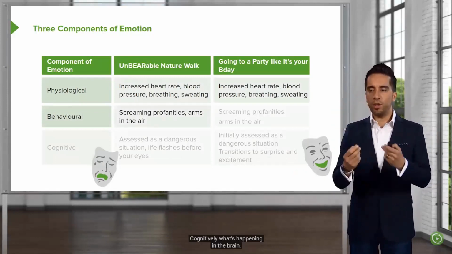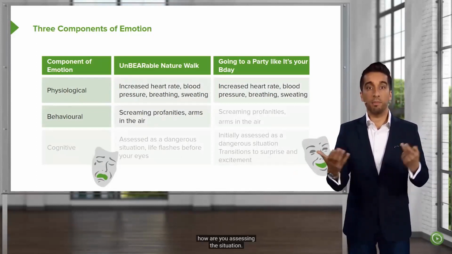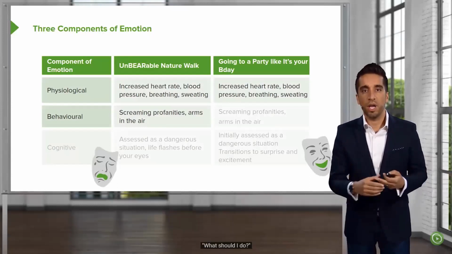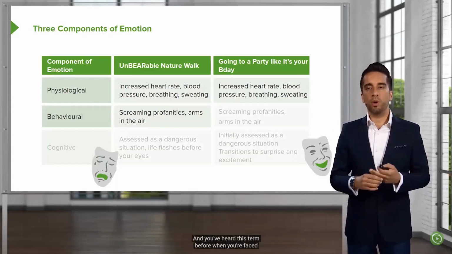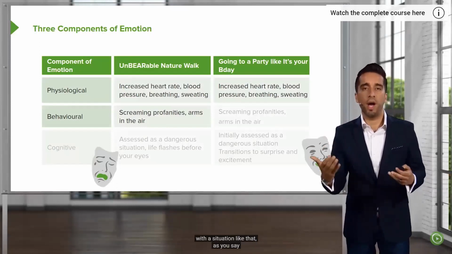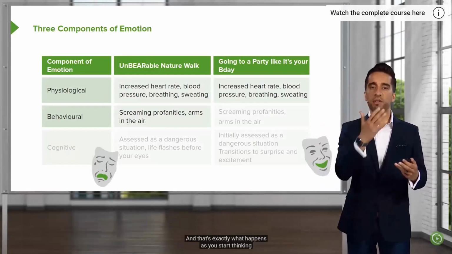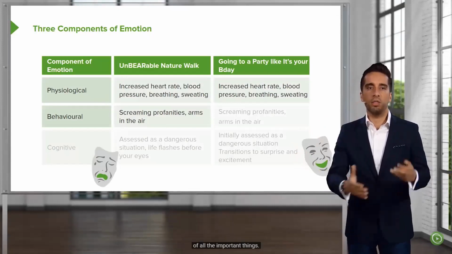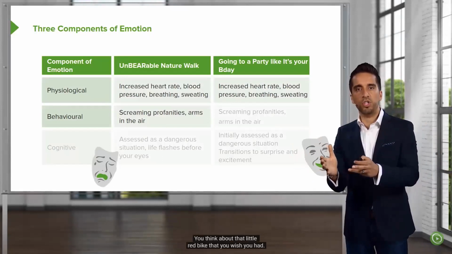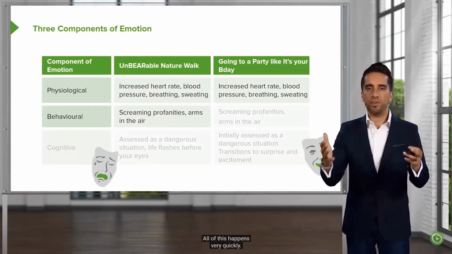Cognitively, what's happening in your brain? How are you assessing the situation? Like most people, you're saying, oh my God, this bear is going to kill me. What should I do? And you've heard this term before when you're faced with a situation like that: my life flashed before my eyes. And that's exactly what happens as you start thinking about all the important things. You think about your childhood, you think about your mother, you think about that little red bike that you wish you had. All of this happens very quickly.